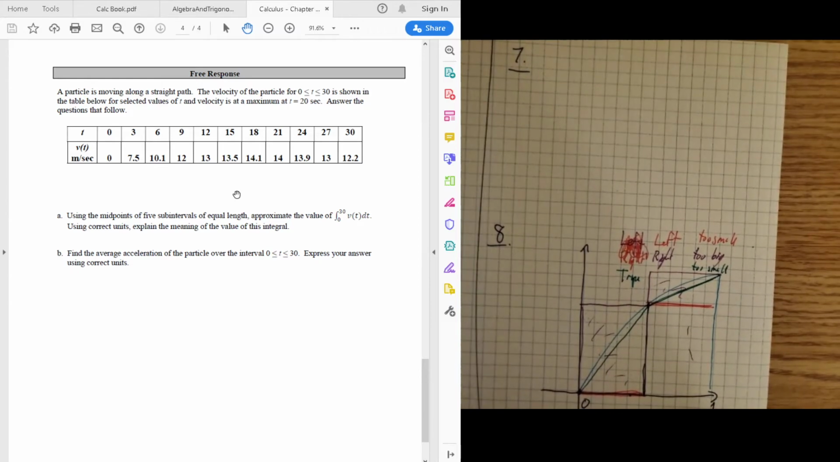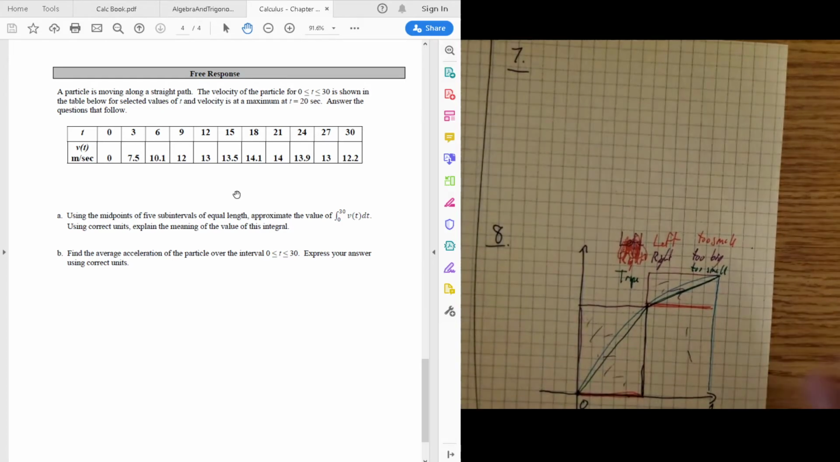The free response. Using the midpoints of 5 subintervals of equal length, approximate the value of the integral from 0 to 30 of V of t dt. Using the correct units, explain the meaning of the value of this integral. Okay. Let's talk about some things. First of all, we have to use 5 subintervals. Now, notice they've given me more than 6 values. They've actually given me what appears to be, 13? 1, 2, 3, 4, 5, 6, 7, 9, 10, 11, I'm sorry. They've given you enough because you need to choose in midpoints. So, it's the last one.